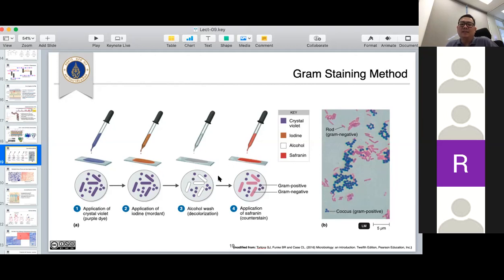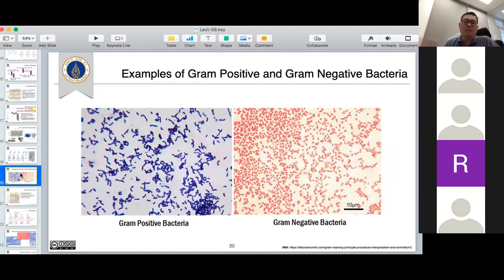A counterstain is just another stain used as a background or used for differentiating. So when you add safranin for 1 minute, gram negative cells will show up the red color. Gram positive cells will show up the purple color. That's gram positive and gram negative. This is a general picture of gram positive and gram negative, like this.